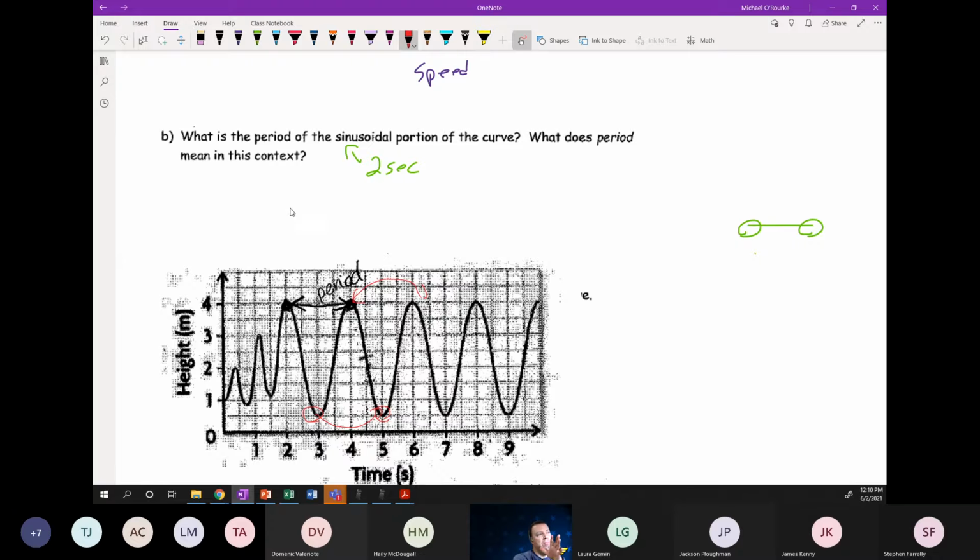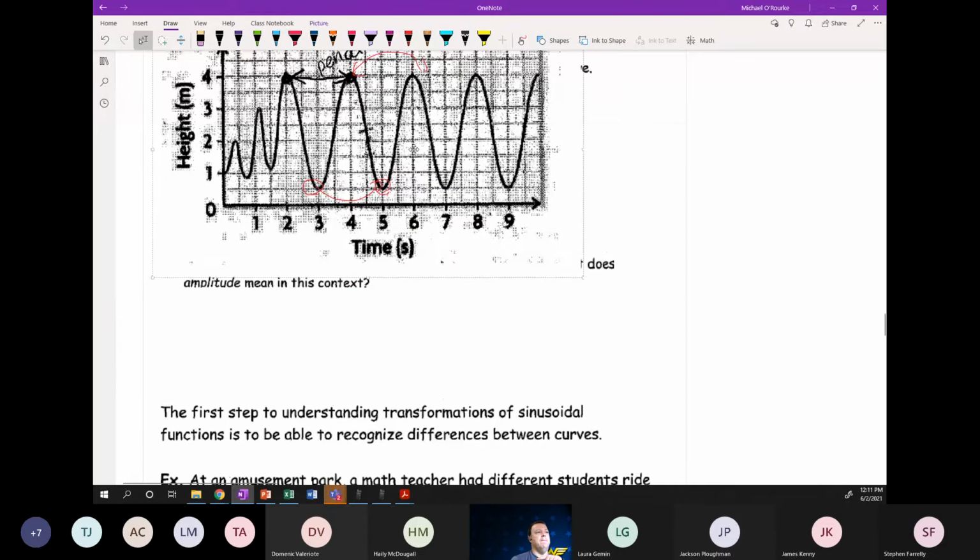Or in this case, you could say it's the time to complete one jump on the trampoline. Does that make sense to everyone? Like the person's jumping on the trampoline. So the context of one period is the length of time it takes to do one jump. Okay?